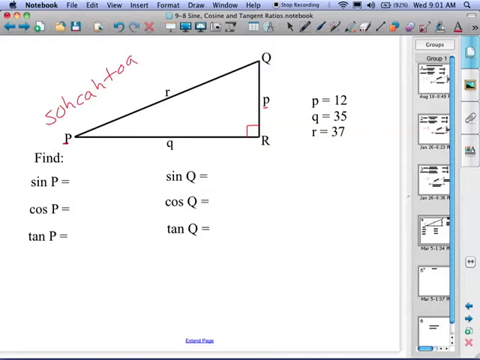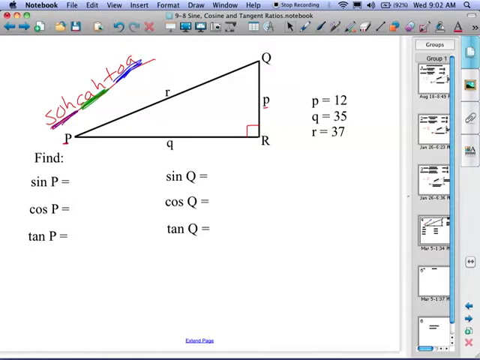Something called SOHCAHTOA. This is going to be a lifesaver. It's going to make your life easy when trying to find sines, cosines, and tangents. On the first board, when we looked at sine, we knew that sine was opposite over hypotenuse. On the second board, cosine was adjacent over hypotenuse. And finally, tangent on the third board is opposite over adjacent. So SOHCAHTOA is a short form of telling us how to set up each ratio. So we'll jump right to it.